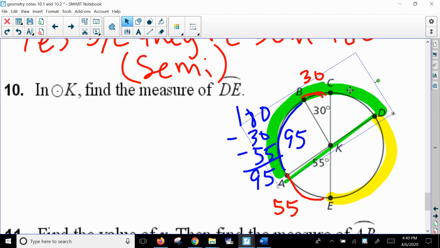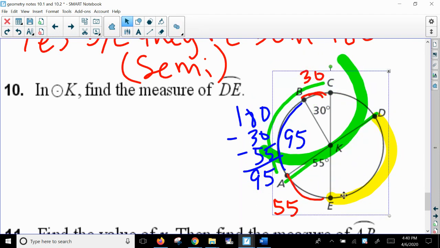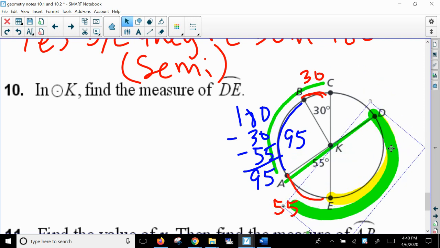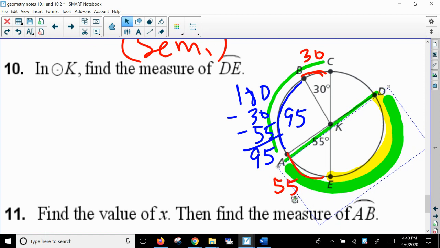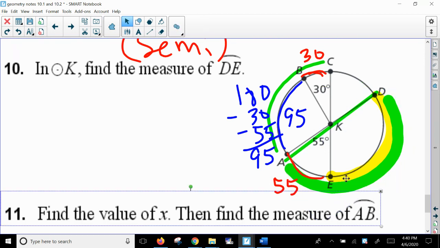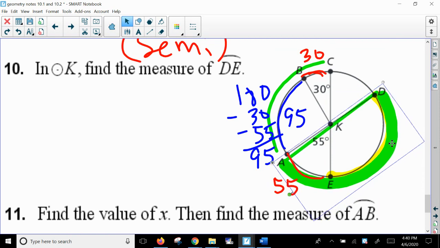One more thing I see. Wait, I don't even want to do that. I want to look at this semicircle down here. Yeah, that's what I want. All of that is a semicircle. Do that. All of this is a semicircle.